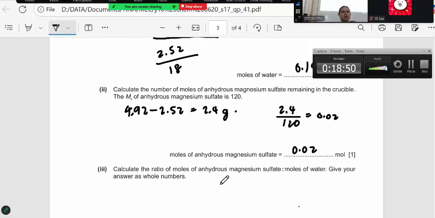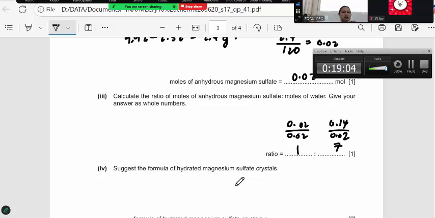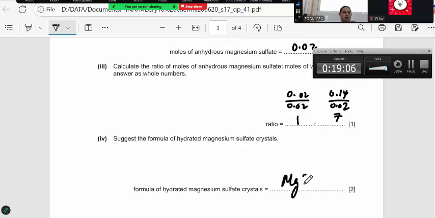Okay, ratio, you just divide the smallest number. 0.02 divide 0.02, you get 1. 0.14 divide 0.02, you get 7. So the formula is MgSO4.7H2O. Okay?